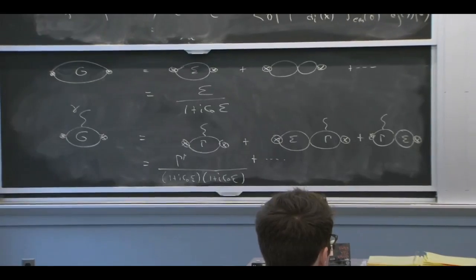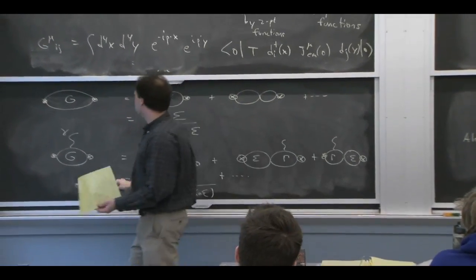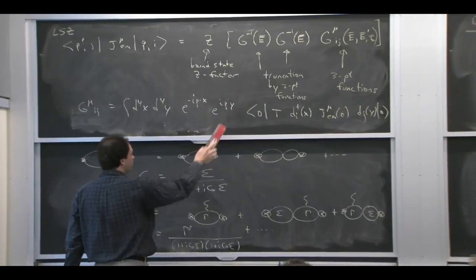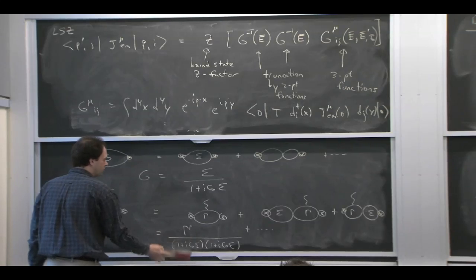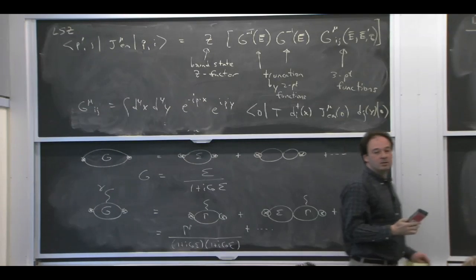OK, so this is giving you the ingredients that we need to plug into this formula. We need G inverse. This is G, the 2-point. We need the G mu ij, which we can write in terms of the irreducible guy like that. And then the last thing we need is this bound state Z factor.